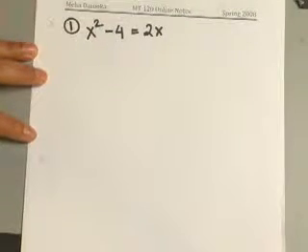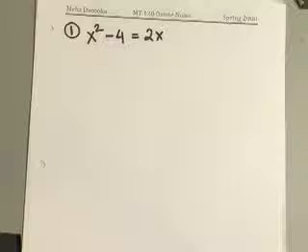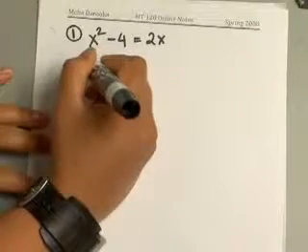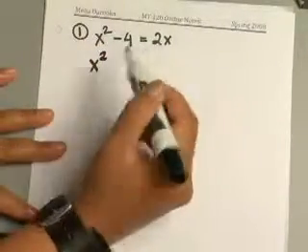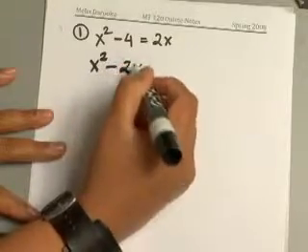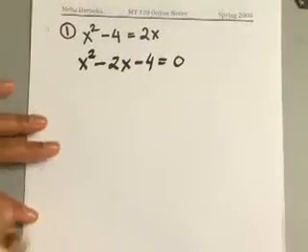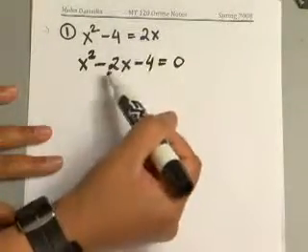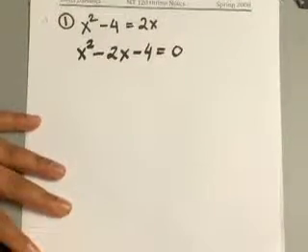Okay, we have x squared minus 4 equals 2x. As you can see, this is not in the standard form. So the first thing we will do is write this equation in the standard form, and that will give us x squared minus 2x minus 4 equals 0. All we did was move our 2x from the right-hand side to the left-hand side and write this in the standard form.